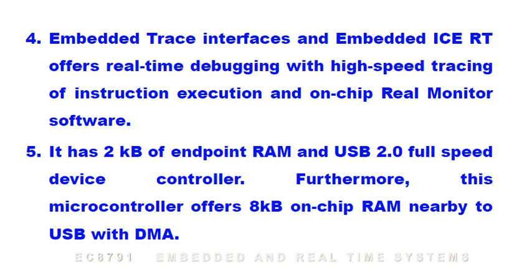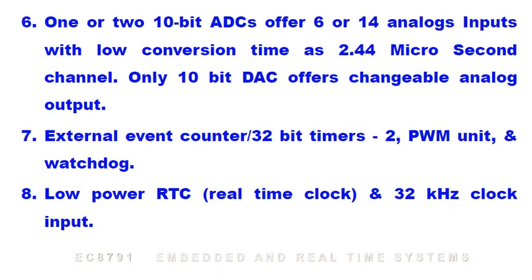Embedded Trace interfaces and Embedded ICE-RT offer real-time debugging with high-speed tracing of instruction execution and on-chip RealMonitor software. It has 2 KB of endpoint RAM and a Universal Serial Bus 2.0 full-speed device controller. Furthermore, this microcontroller offers 8 KB on-chip RAM nearby the USB with DMA.